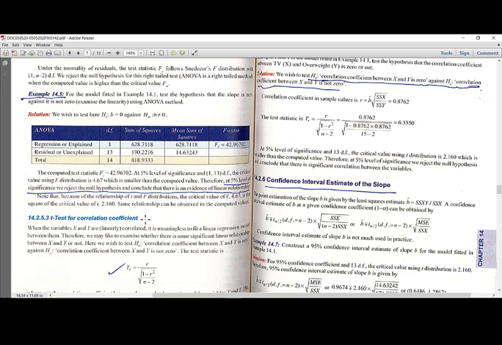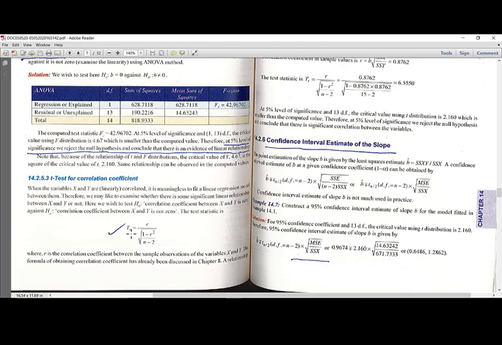Now the t-test for the correlation coefficient. When the variables x and y are linearly correlated, it is meaningful to fit a linear regression model between them. Therefore, we may like to examine whether there is some significant linear relationship between x and y or not. Here we wish to test the null hypothesis, the correlation coefficient between x and y is 0, and the alternative hypothesis, the correlation coefficient between x and y is not 0.